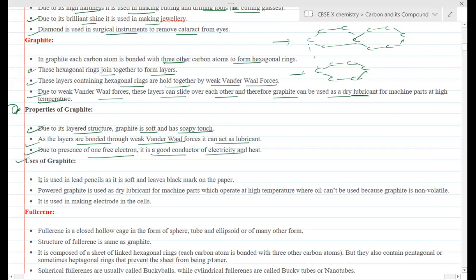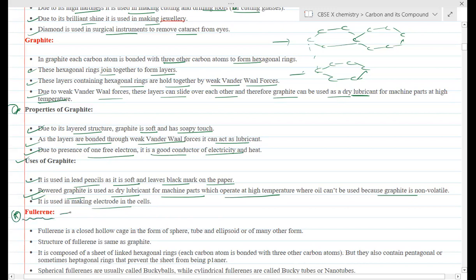When we talk about uses of graphite, it is used in lead pencils as it is soft and leaves a black mark on the paper. Powdered graphite is used as a dry lubricant for machine parts which operate at high temperature where oils cannot be used, because graphite is non-volatile. It is also used in making electrodes in cells.